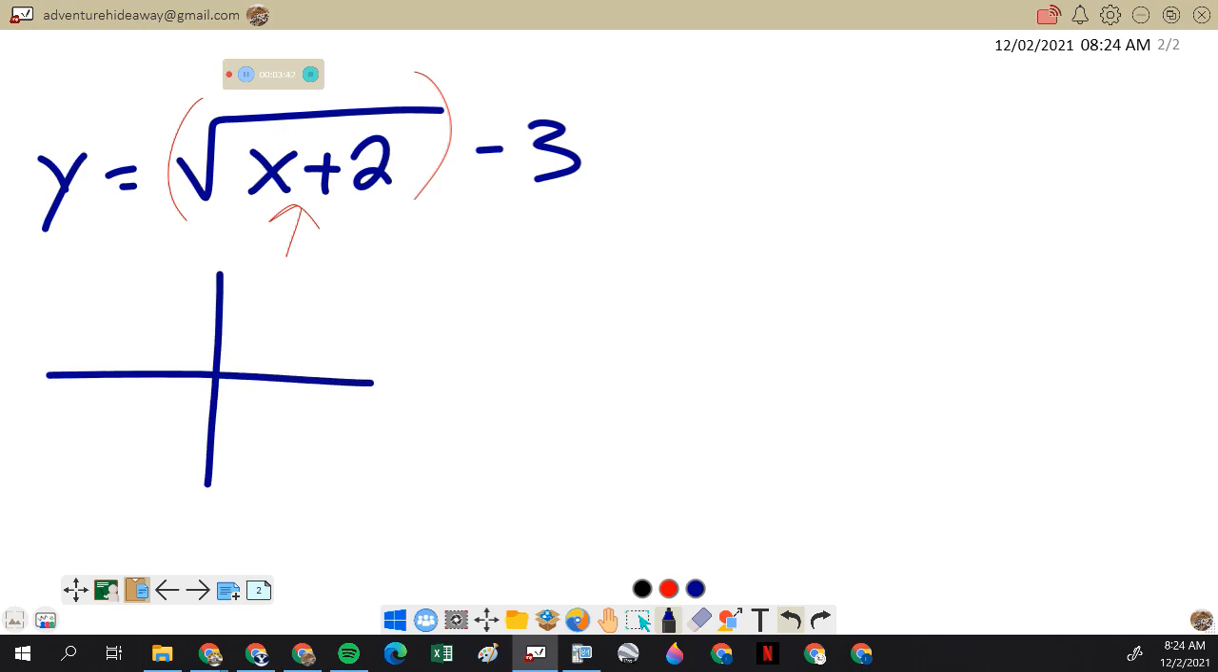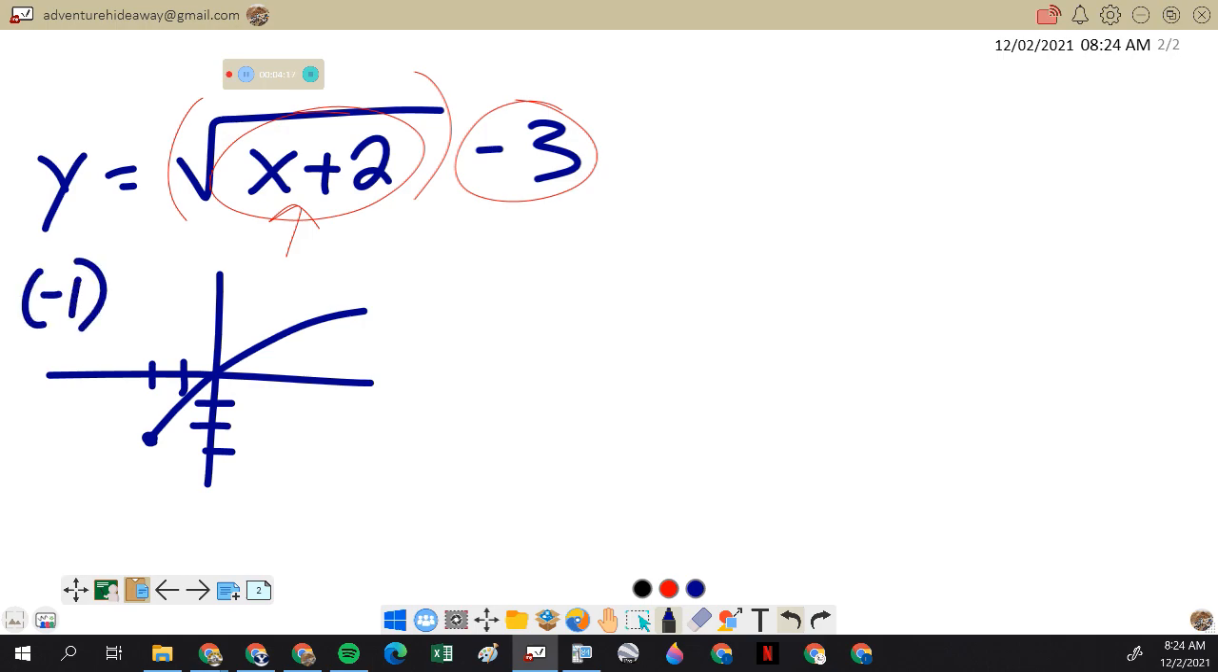So this square root graph would be where? Where would it start? This is going to move it, good, to the left 2, and this is going to move it down 3. And then it's going to look something like that. Okay? Oh, good question. So can I plug negative numbers in? Some of them. I can plug in negative 1.